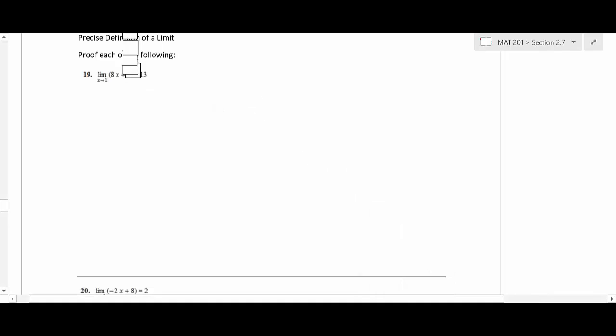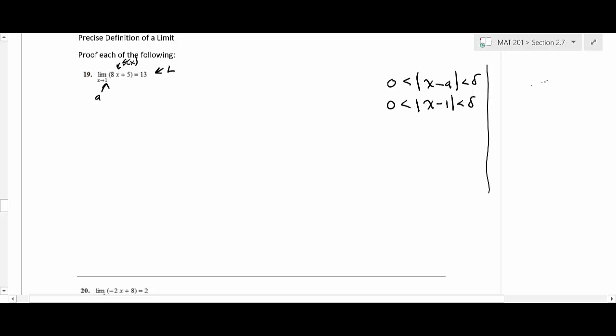On this next proof, this one is actually very similar to that. Again, this is your function, this is the value of the limit L, and that's the value of a. So when you're looking at this limit definition, the first thing you're doing is x minus a less than delta. So we're going to have 0 is less than x minus 1 less than delta. And then we're going to try to establish a connection between f of x minus L less than epsilon.